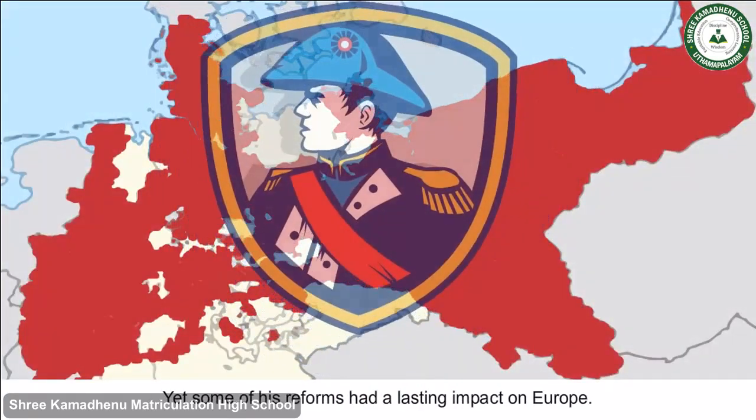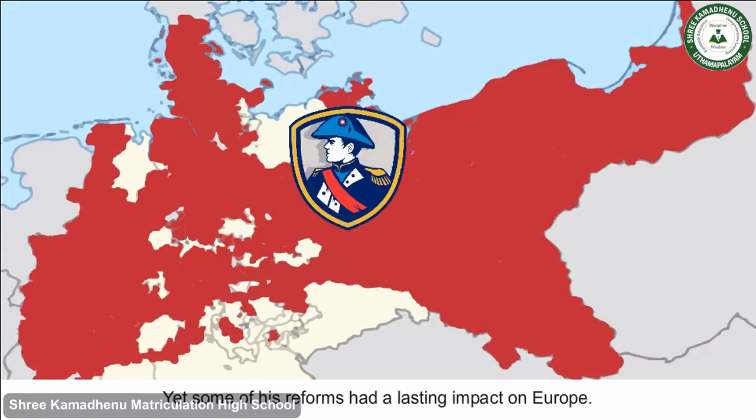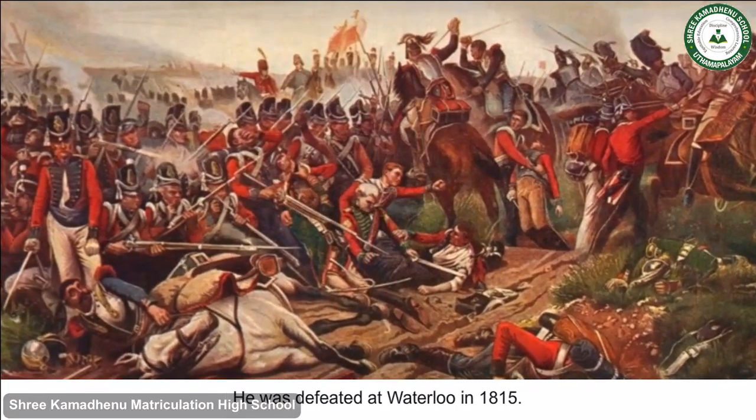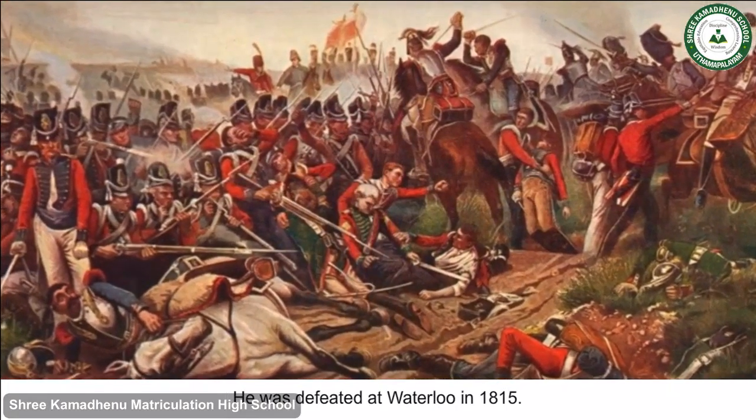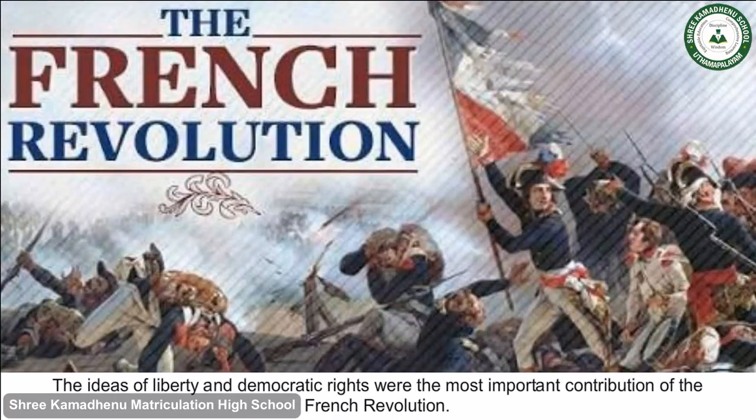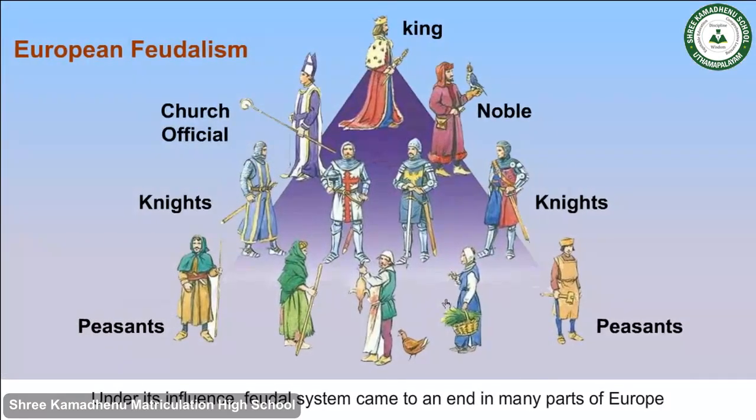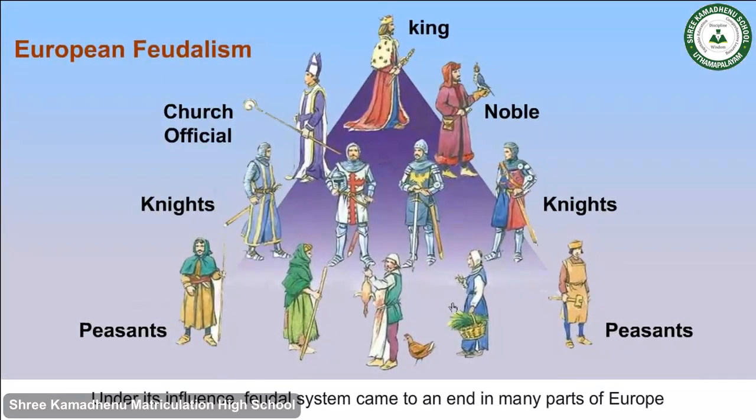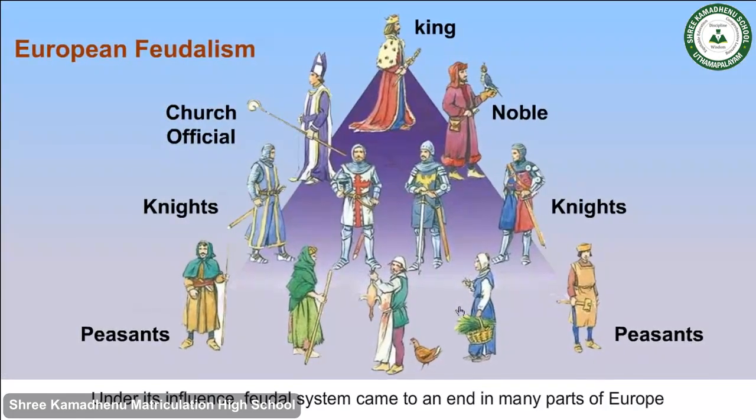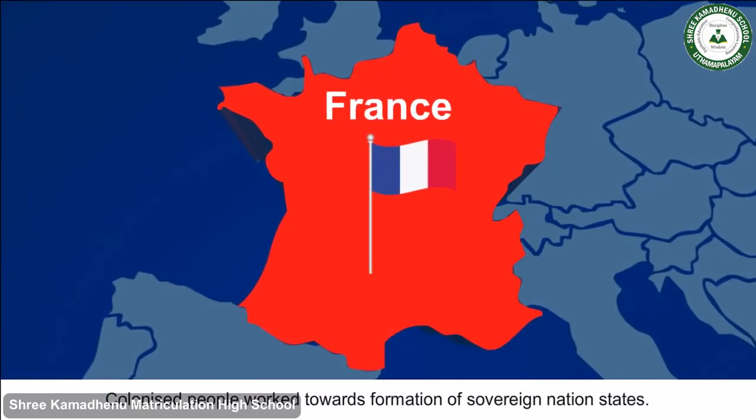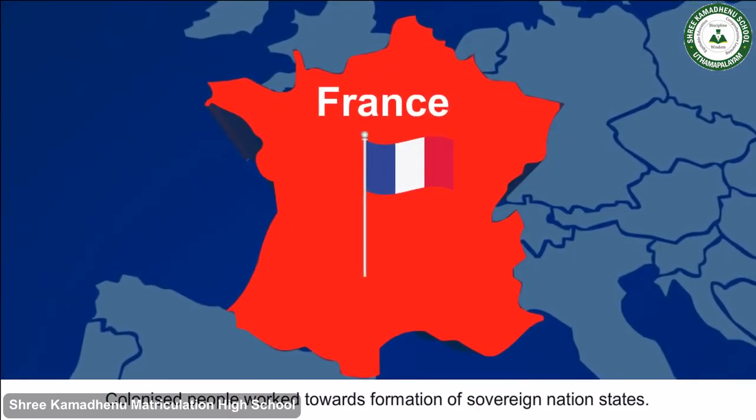Yet, some of his reforms had a lasting impact on Europe. He was defeated at Waterloo in 1815. The ideas of liberty and democratic rights were the most important contribution of the French Revolution. Under its influence, feudal system came to an end in many parts of Europe. Colonized people worked towards formation of sovereign nation-states.